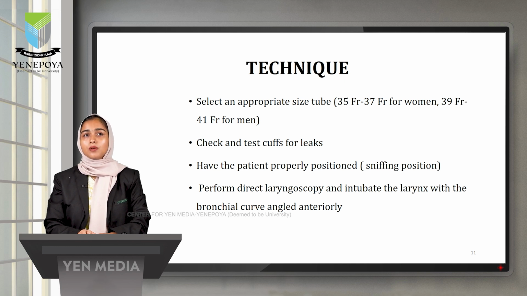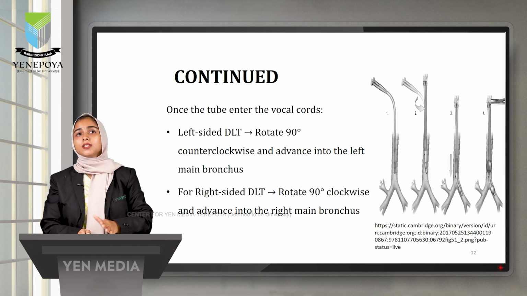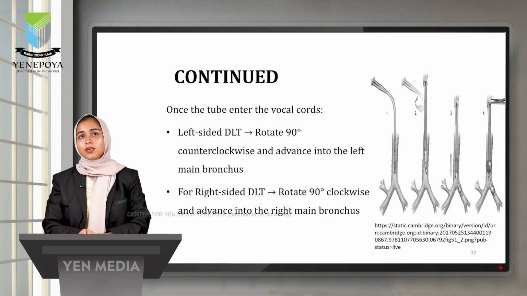After positioning the patient, we need to perform direct laryngoscopy and intubate the larynx with the bronchial curve angled anteriorly. Once the tube enters the vocal cord, for a left-sided DLT, rotate 90 degrees counterclockwise and advance into the left main bronchus. For a right-sided DLT, rotate 90 degrees clockwise and advance into the right side bronchus. As shown in the figure, when the tube enters the vocal cord, we need to rotate counterclockwise or clockwise respectively, and advance into the desired bronchus.